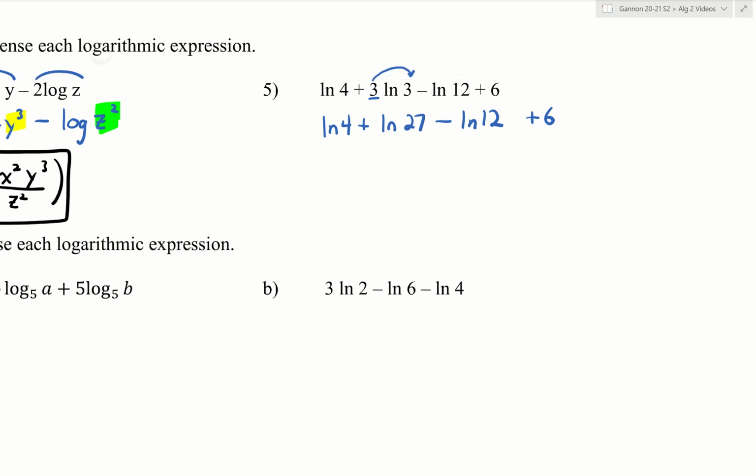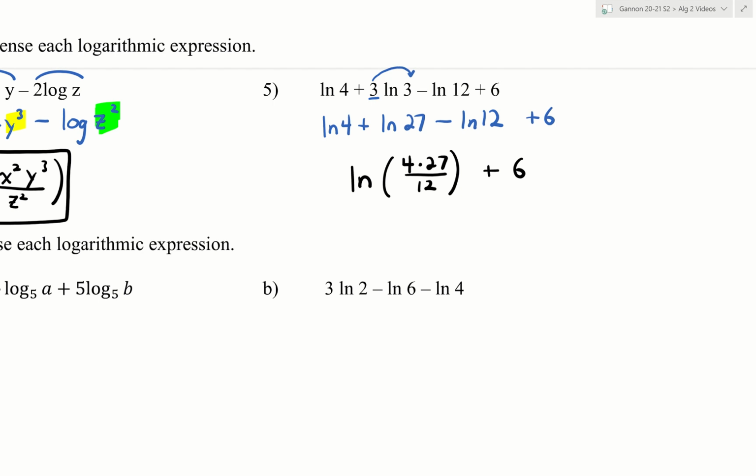The 3 expressions that all have natural logs can be condensed into a single logarithm. So the positive argument goes on the top. So 4 times 27 divided by 12. 6 is not part of a logarithm, so that's just going to be plus 6 on the outside of this.